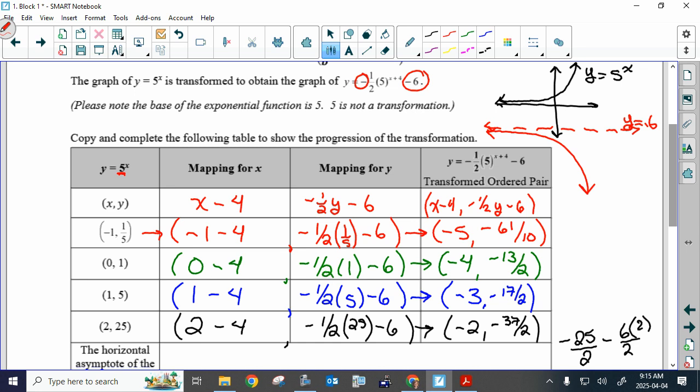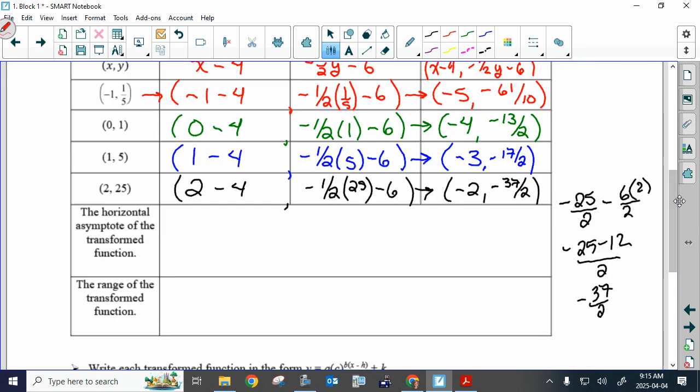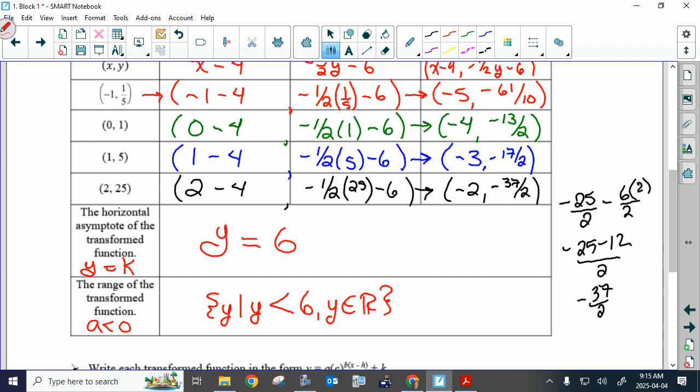So when you're thinking about your asymptote, usually the equation of your horizontal asymptote, and you have to give it to me as an equation, you can't just say k, is y equals k. In this function, the k value was 6, so the asymptote becomes y equals 6. What's the range? Your a is less than 0, so your range is going to be y such that y is less than 6, y in the real number system. Instead of curving above the asymptote, because of the reflection across the x-axis, we're going below the asymptote. Can you guys get your heads wrapped around that?